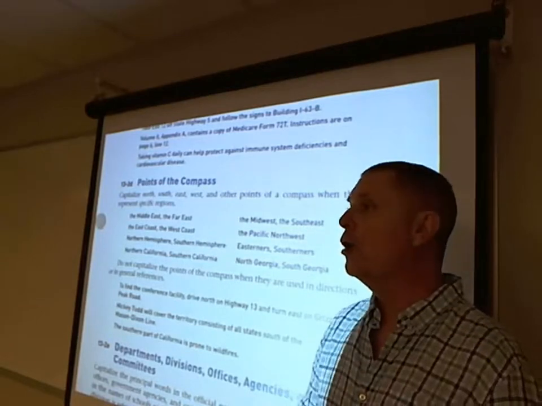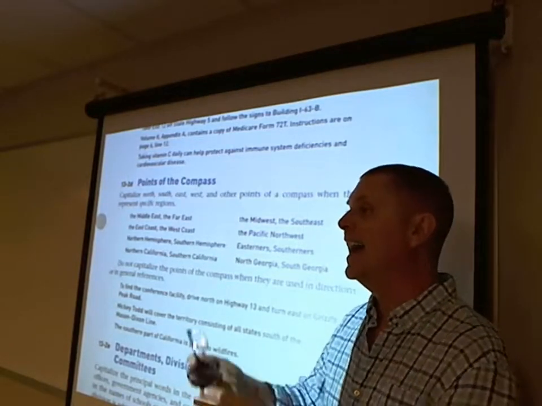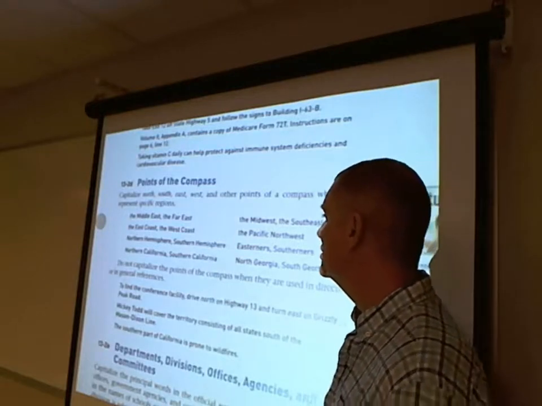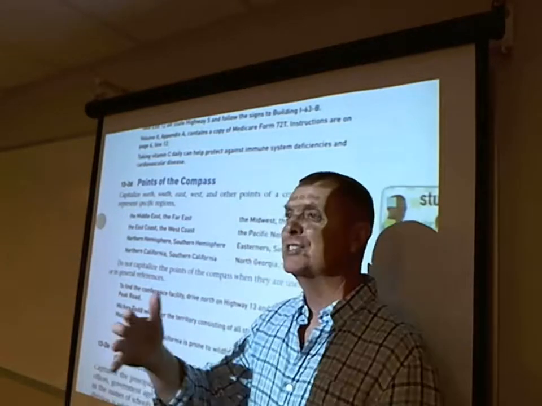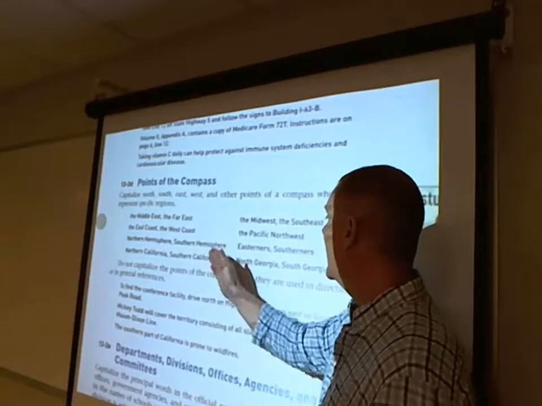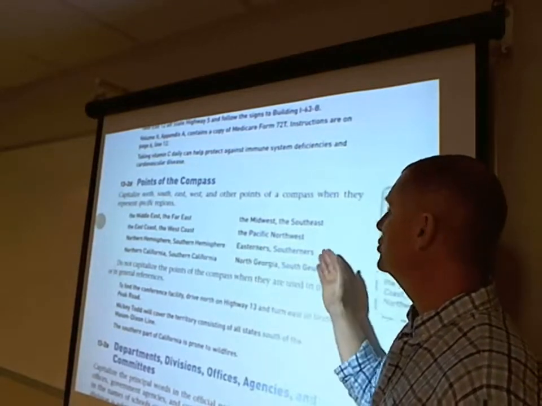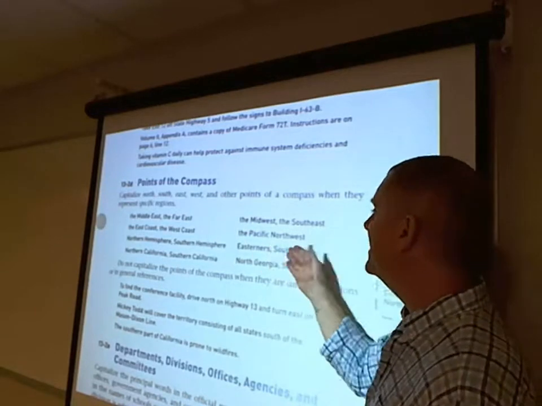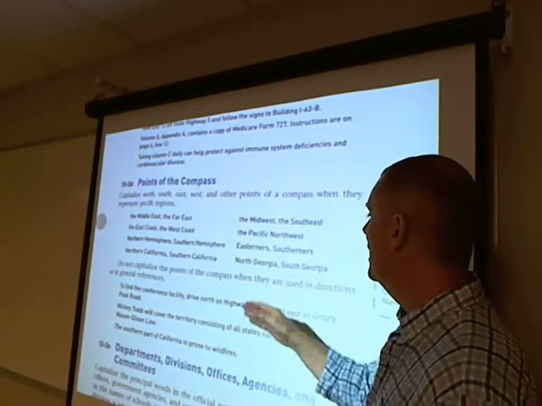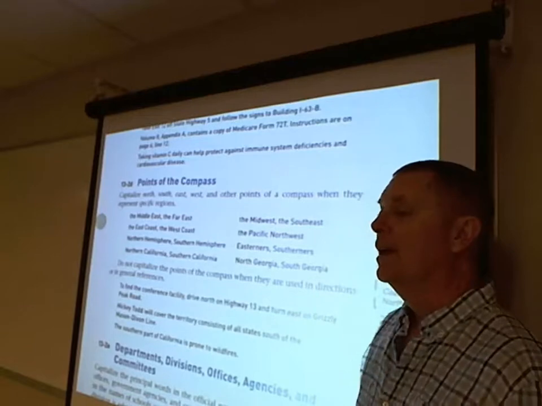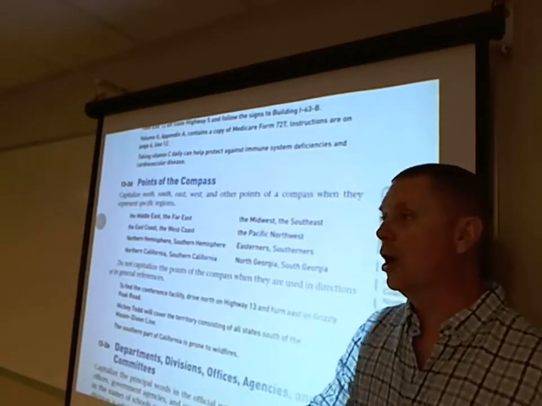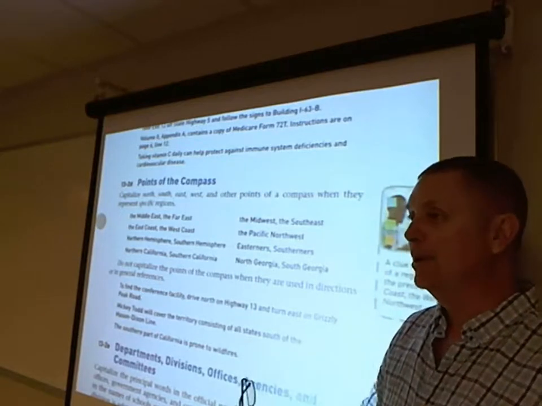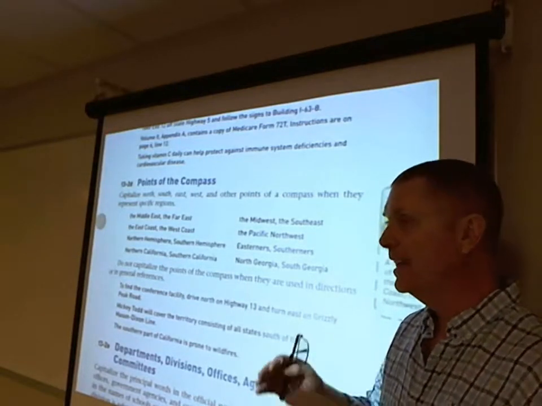A Northern Hemisphere, a Southern Hemisphere, those are capitalized. Easterners, Southerners, referring to people from a specific region, are capitalized. North Georgia, South Georgia, Western Oklahoma, Central Oklahoma, Eastern Oklahoma, Northwest Oklahoma. Those are capitalized when used as a specific region that you're referring to. Don't capitalize those directions whenever you're using them as points on the compass.